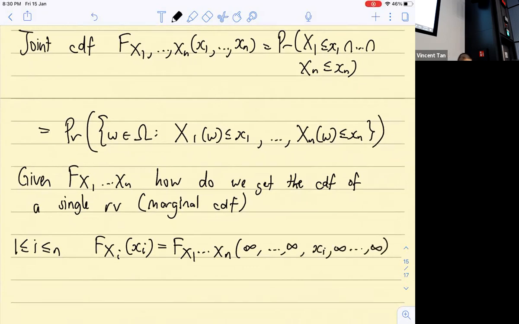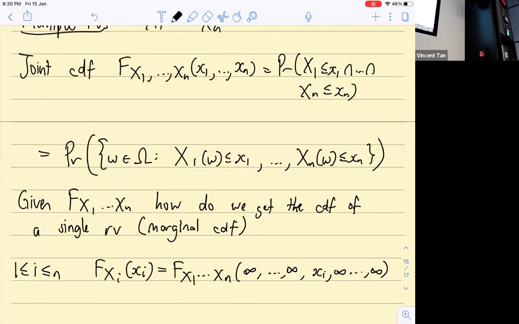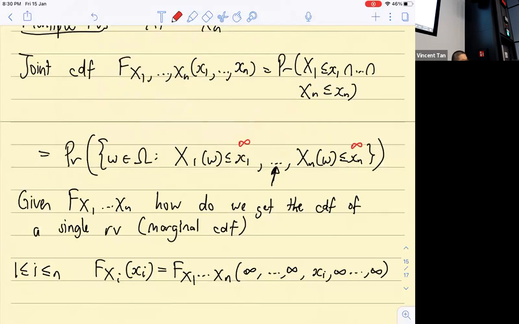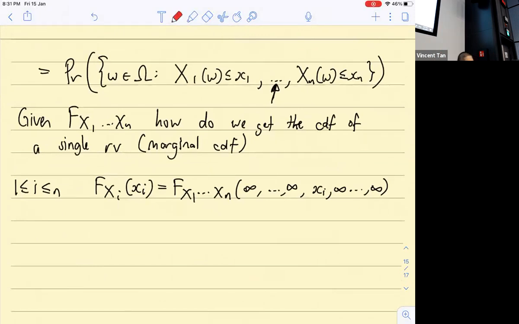Why is that so? If I set everything else to be infinity, then those constraints are not active anymore. I'm only keeping the constraint that Xi is less than xi. Everything else is no longer active, so they are killed. Does that make sense? That's the way we recover the marginal CDF from a joint CDF.